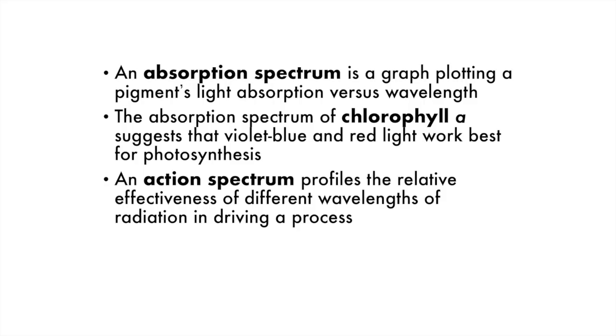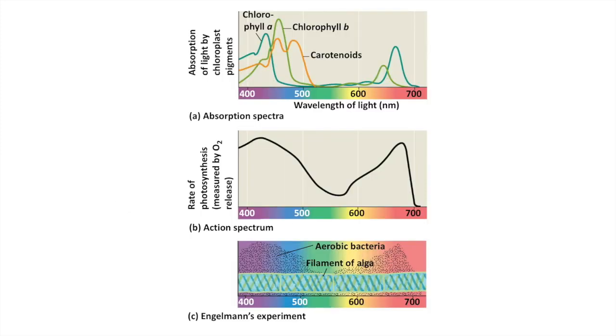So we can produce what's called an absorption spectrum, showing what wavelengths of light are absorbed versus being reflected or transmitted. And we find that chlorophyll A, one of the types of chlorophyll, best uses violet, blue, and red light for photosynthesis. And the action spectrum kind of shows how all of the pigments work together to make the total spectrum of light that can be absorbed by a plant.